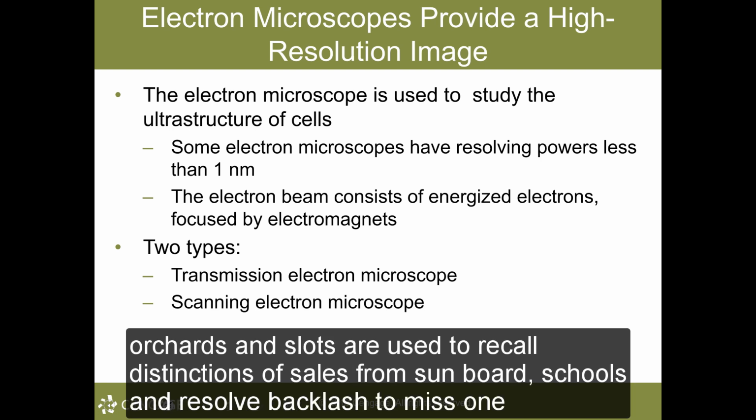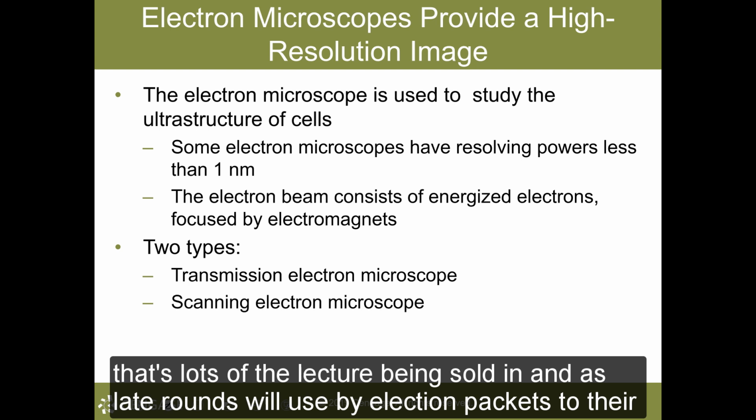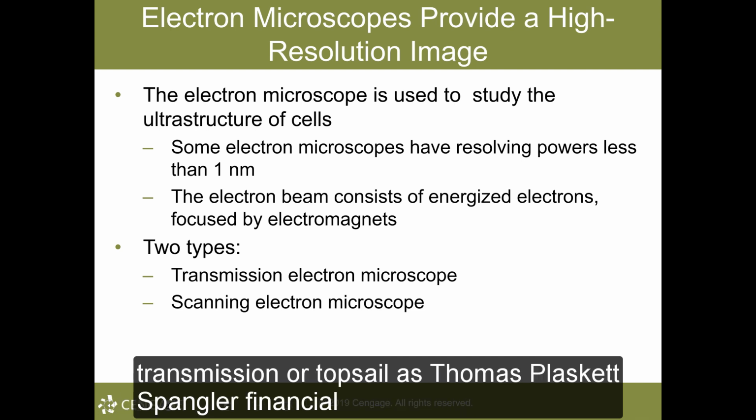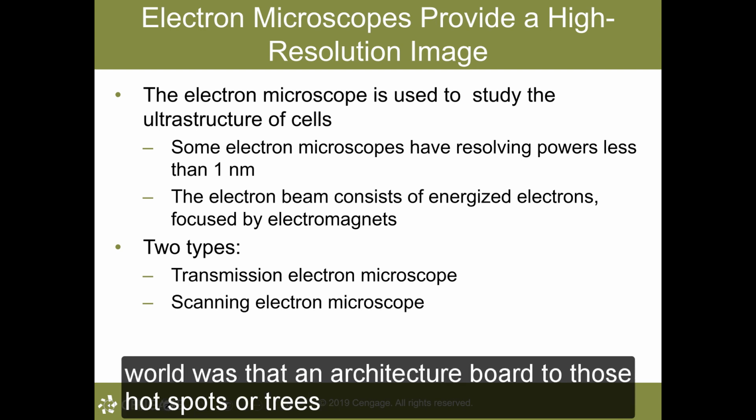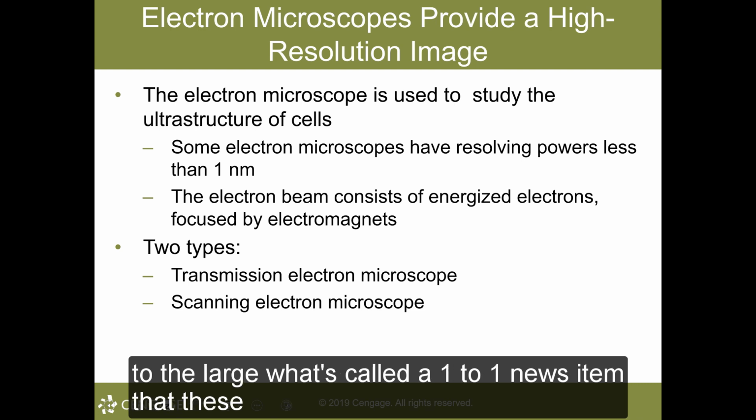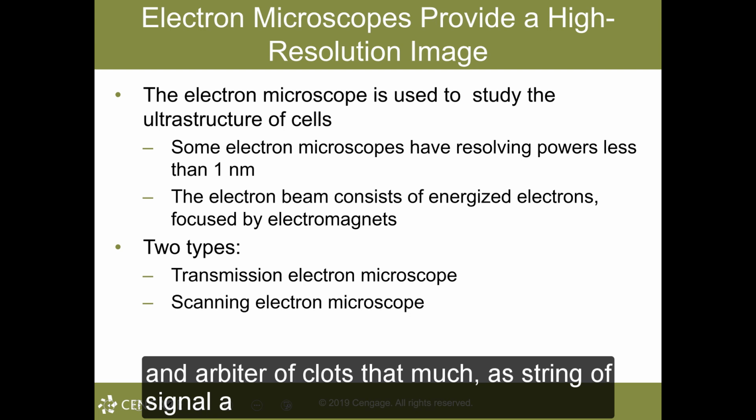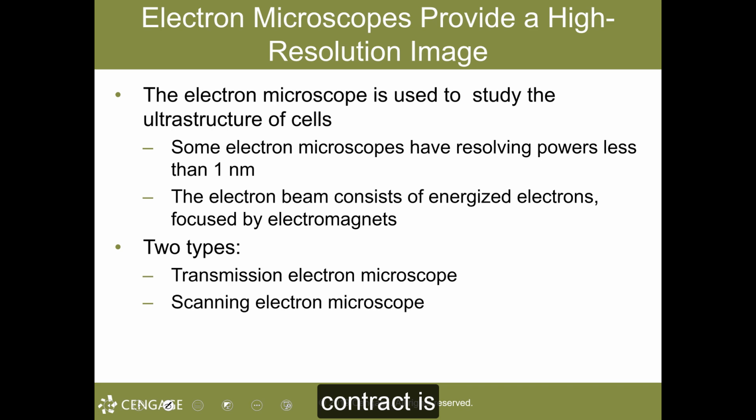Electron microscopes are used to study ultrastructures of cells. Some electron microscopes have a resolving power of less than 1 nanometer, and that's quite amazing. The electron beam consists of energized electrons focused by electromagnets. There is a transmission electron microscope, as well as a scanning electron microscope. It really does depend on which of those types of microscopes you're using. The electron microscope came into wide use in the 1950s, and from then until now, that microscope has changed greatly, even dramatically.